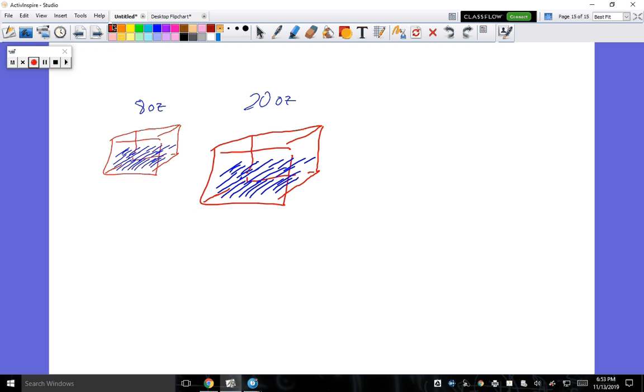Alright, if 50 boxes of nails were sold and the total weight of the nails was less than 600 ounces, then what is the greatest possible number of 20-ounce boxes that could have been sold? You're making it worse. You ready? 8x, 20y.